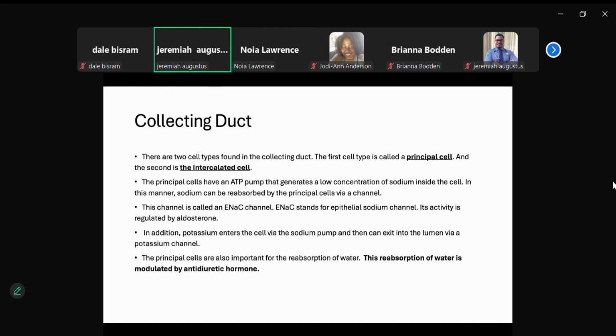So the loop of Henle was doing its thing, concentrating the urine, and then it goes back up. But if the body says, we need some more water, we're going to have to pull back all the water. The collecting duct is going to be responsible for that. Okay, I understand now.